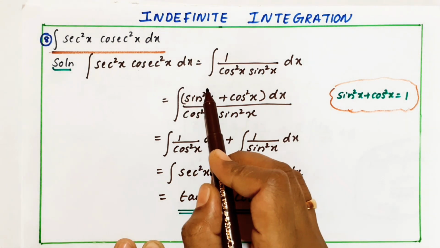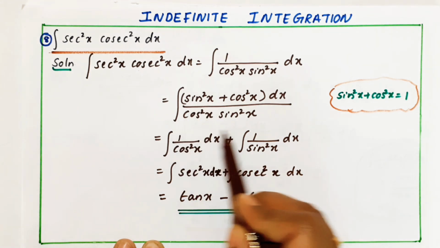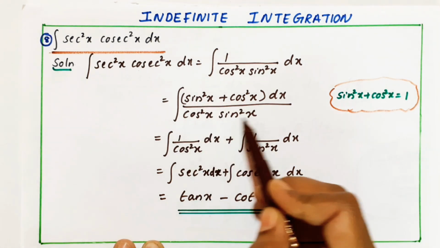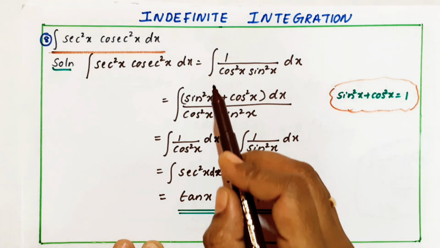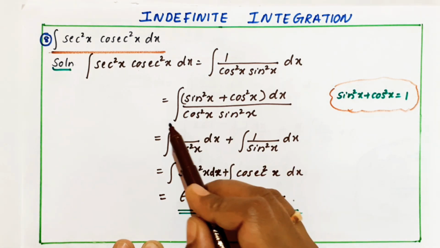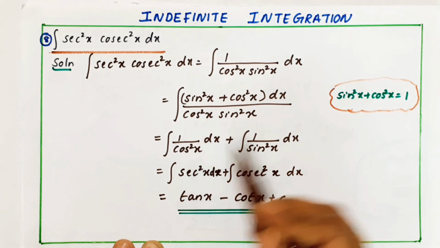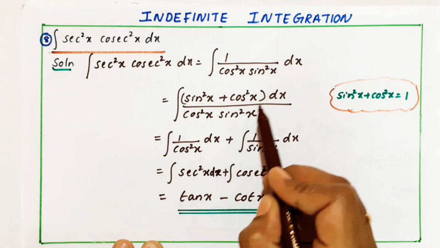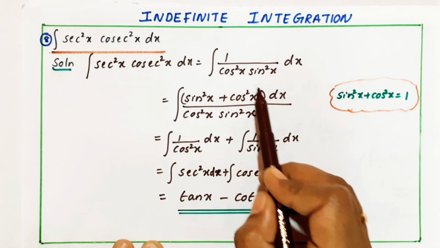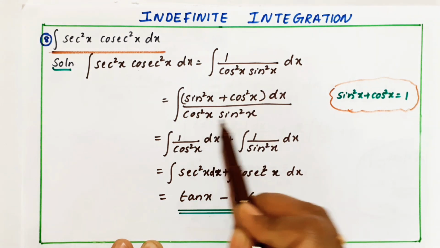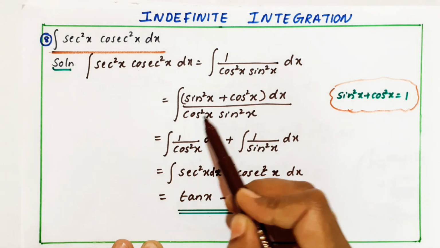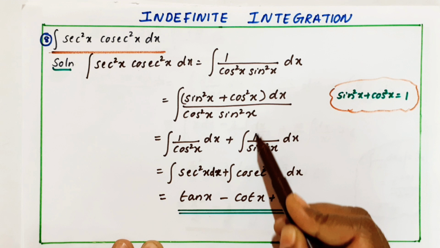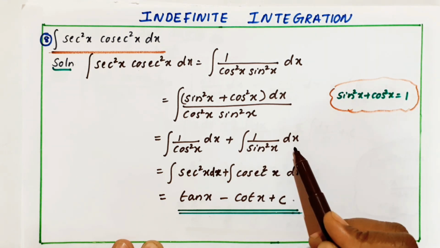So the first term is sin square x divided by cos square x sin square x. So sin square x cancels. The remaining term is integral of 1 by cos square x dx plus, which is our second term, cos square x by cos square x sin square x. Here also cos square x cancels. So the remaining is integral of 1 by sin square x dx.